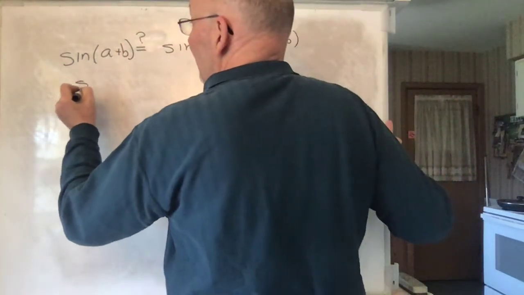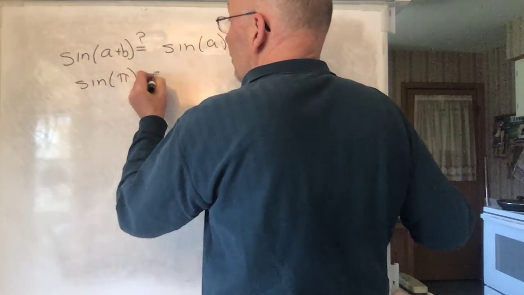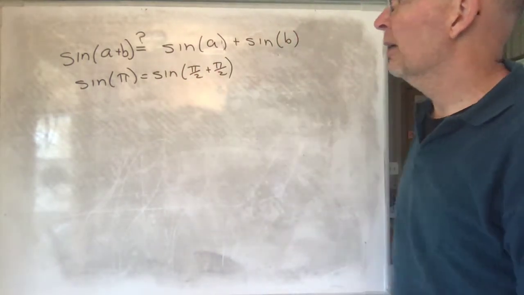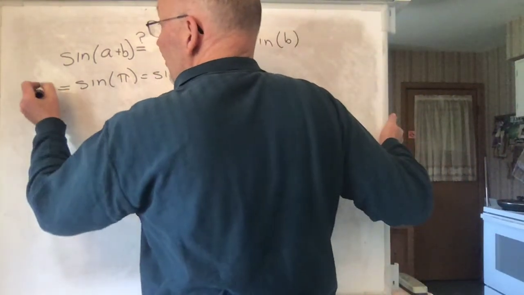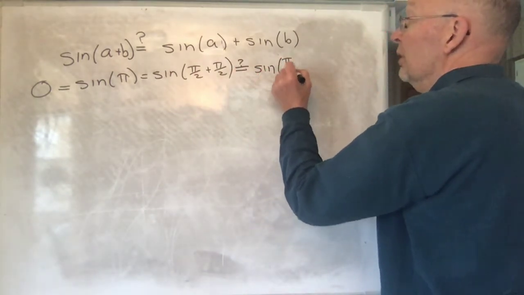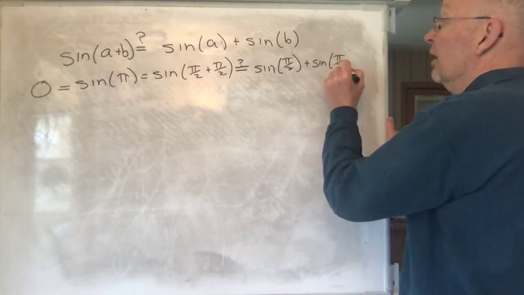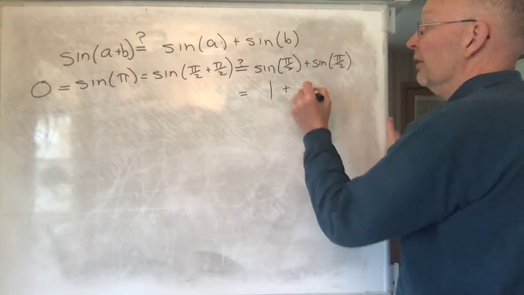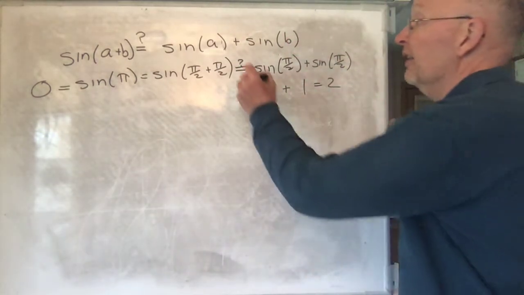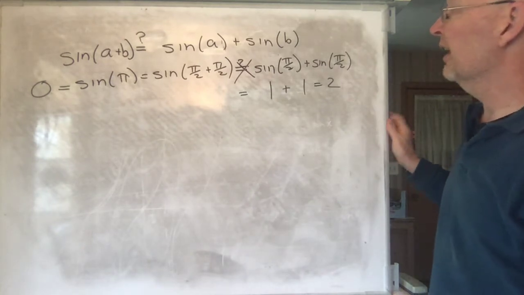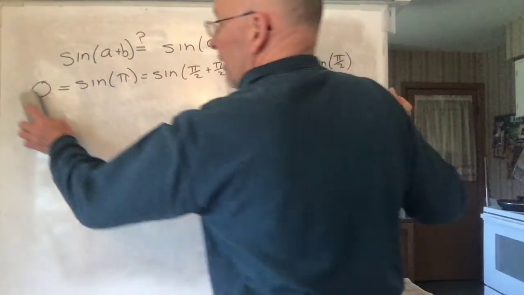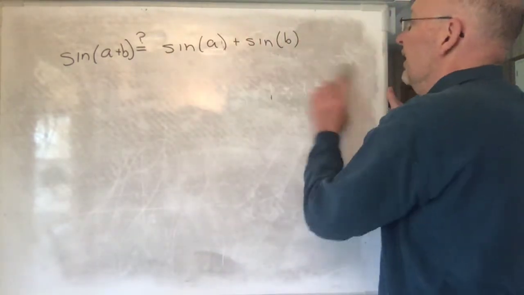Well, let's see. I know that the sine of pi is equal to the sine of pi over 2 plus pi over 2, because pi over 2 plus pi over 2 gives me pi. And I know that the sine of pi is equal to 0. And if this were the case, this would then be equal to the sine of pi over 2 plus the sine of pi over 2. And I know that the sine of pi over 2 is 1. So this side is equal to 0, and this side is equal to 2, so apparently this is not true. Apparently you cannot just take this and write it like that. So worth a try, but apparently not. That's not the case, but here's what is the case.